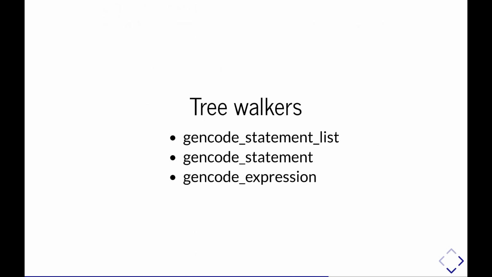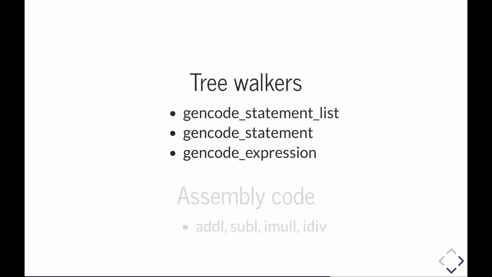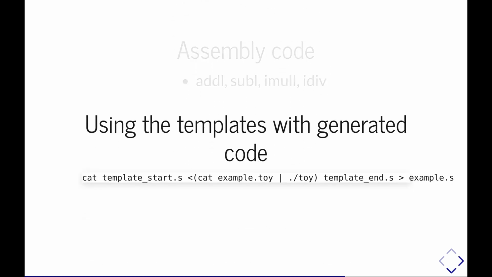And to help you do this, I've given you a little API that will help walk the tree. I've called these gen code. Once we have that parse tree, you'll call the code gen function, and there'll be three functions in there, one for each construct in the language: statement list, statement, and expression. And inside each of those, you'll have basically print statements that just print out assembly code. And these are the assembly code instructions.